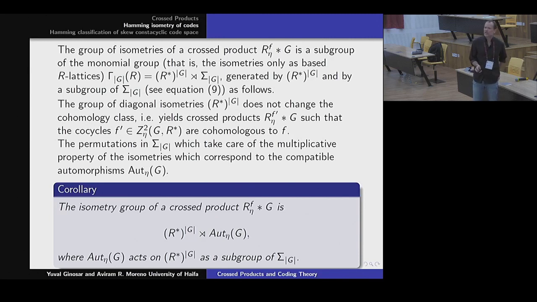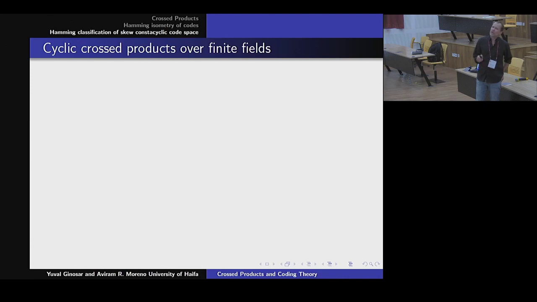Okay, this is general, and now we come to the more arithmetic part, which is how can we classify cyclic cross products over finite fields. In the literature, sometimes you see that they do the same work over and over, actually yielding the same codes. We call it in different ways. So there is a need to somehow make order in this mess.